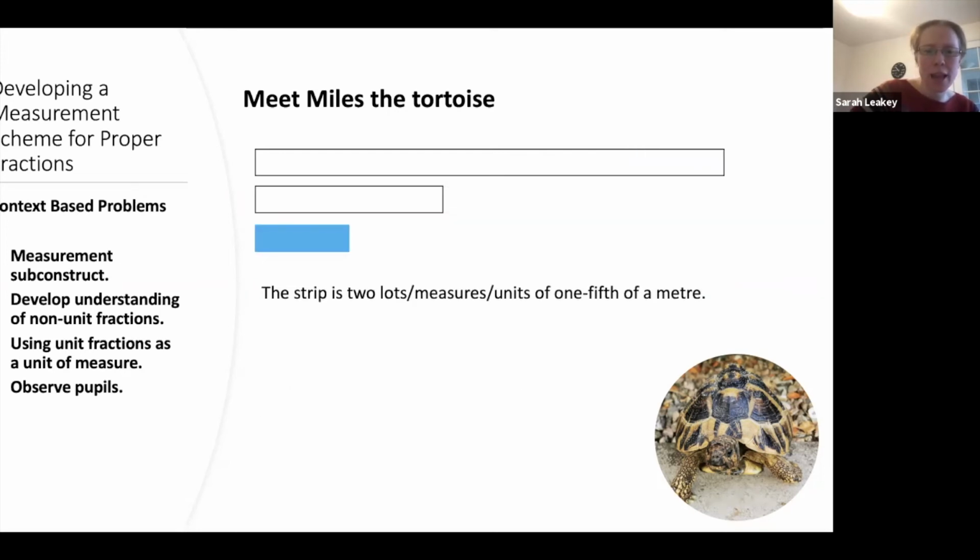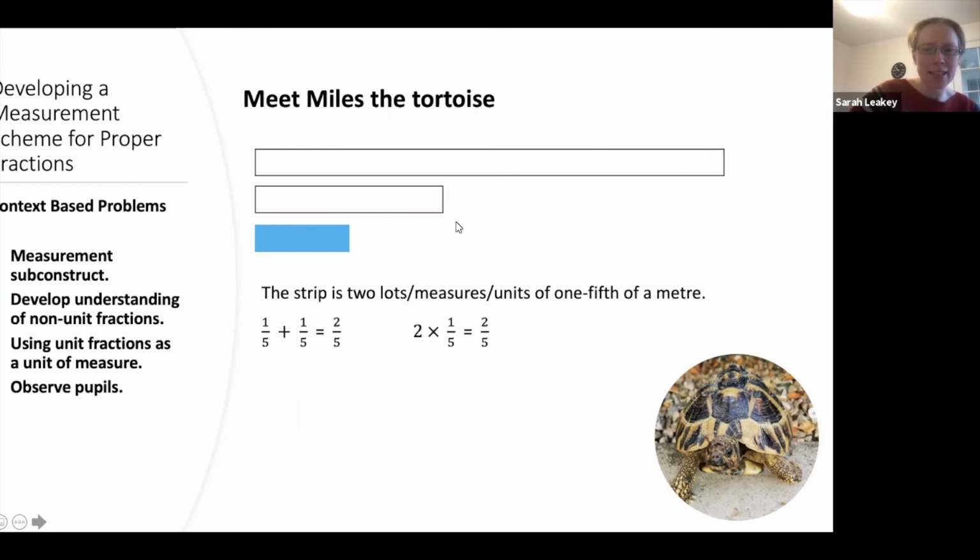So pupils are then able to talk about 2 lots or 2 measures or 2 units of 1/5 of a metre. So this is how long this strip is. They start to be able to move into notation like this, so adding unit fractions and also multiplying a whole number by a unit fraction. And what tends to happen is the pupils don't make that mistake that we see so often with both primary and secondary pupils, where they say this is 2/10 because they've just added these.